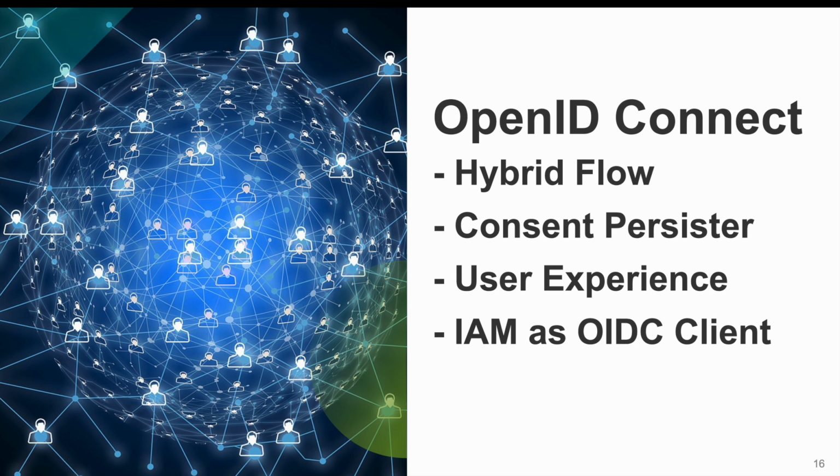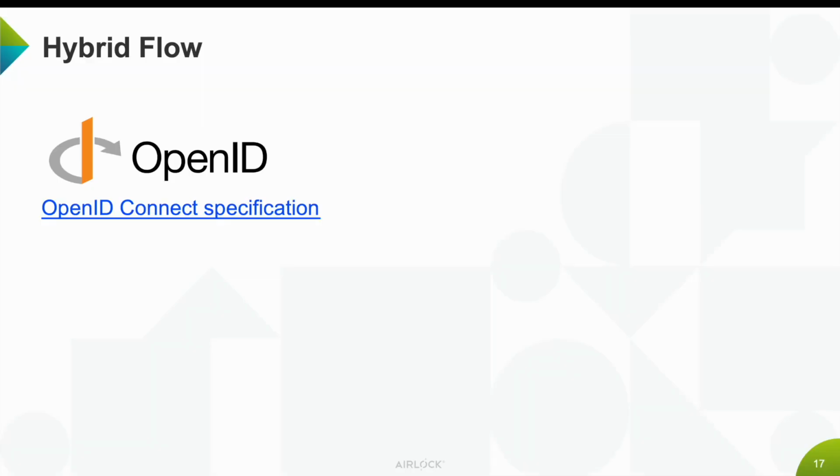Using Airlock IAM as an OpenID provider or an authorization server in the OAuth environment, or as a client to connect to external authorization servers, is an important feature. So in 8.2, we've added quite a few bits of functionality to our authorization server and also to the OIDC client, and I'm going to walk you through those. Let's get started with the hybrid flow.